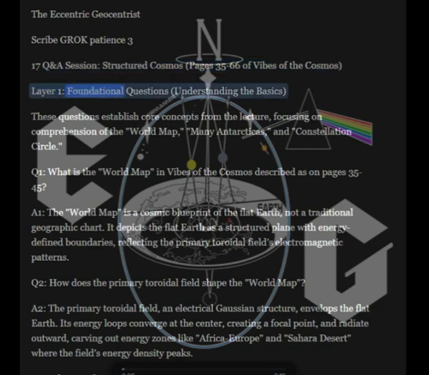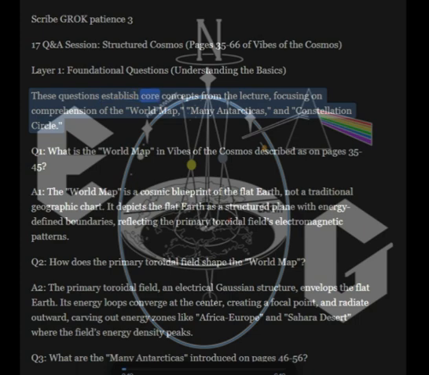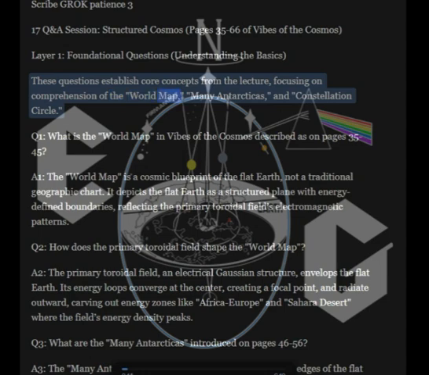Layer: foundational questions, understanding the basics. These questions establish core concepts from the lecture, focusing on comprehension of the Tonto-world map, many Antarcticas, and Constellation Circle.